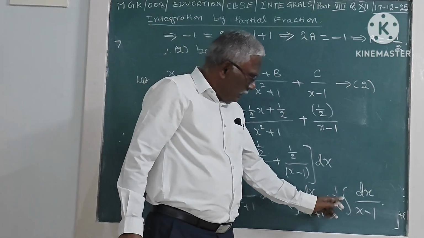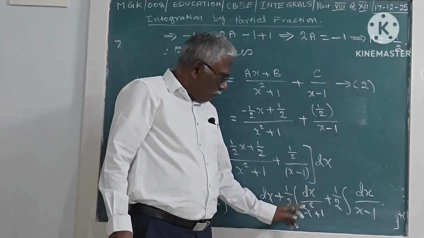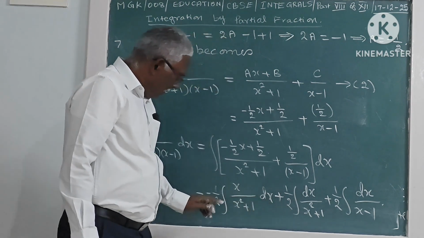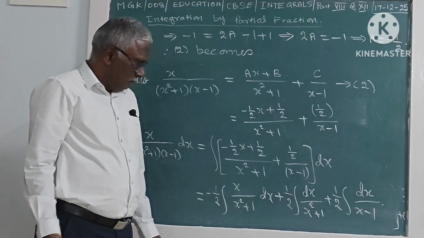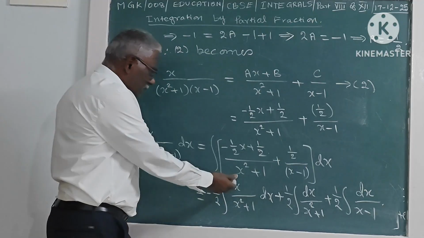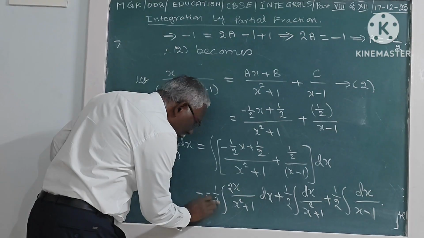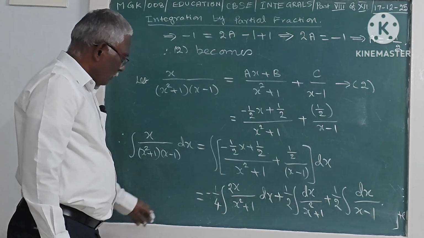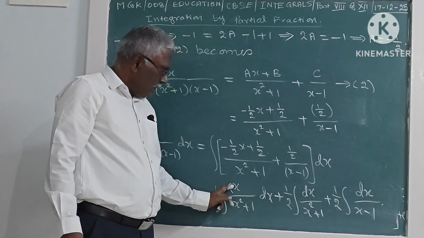See here, integral dx by x minus 1, value of this will be log of x minus 1. Integral dx by x square plus 1, the value of this will be tan inverse x. And here integral x by x square plus 1. So if we differentiate x square plus 1, what will come? 2x will come. Only x is there. So I will write 2x here, multiply by 2, again divide by 2. So I will write this as 4. So that this will become log of x square plus 1. Because if we differentiate x square plus 1, we are getting 2x.